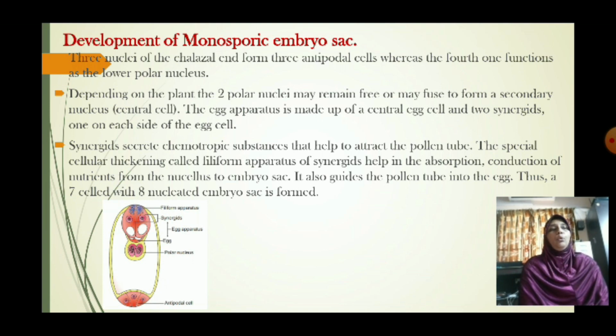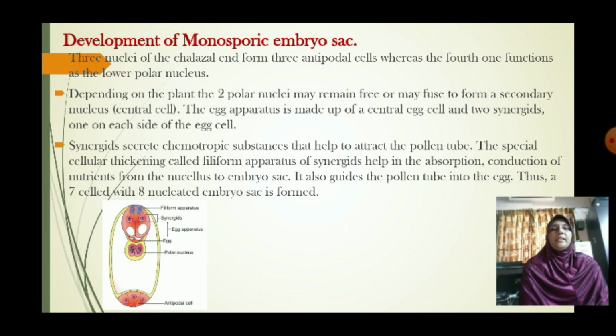Depending on the plant, the 2 polar nuclei may remain free or may fuse to form a secondary nucleus, the central cell. The egg apparatus is made up of a central egg cell and 2 synergids, one on each side of the egg cell. A clear picture represents the monosporic embryo sac.